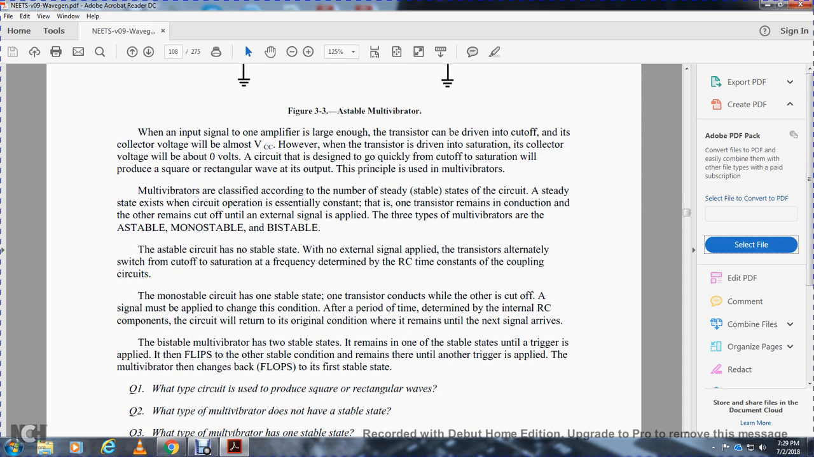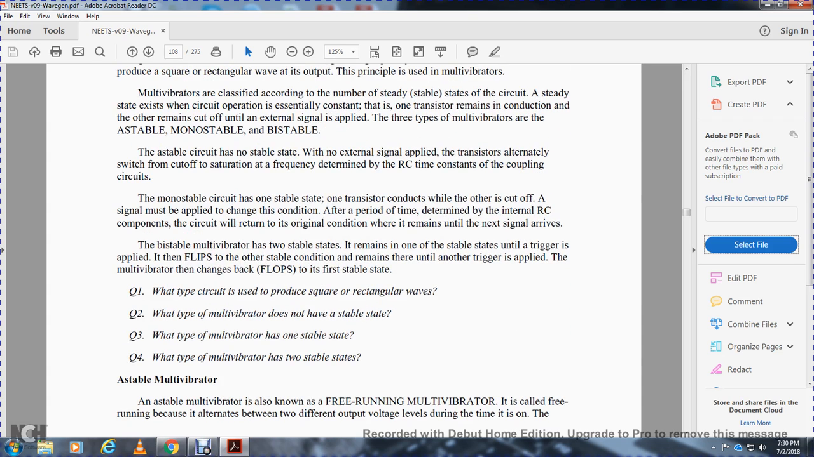Multivibrators are classified according to the number of stable states. A stable state exists when the circuit operation is essentially constant, with one transistor remaining in conduction while the other remains cut off until an external signal is applied. Three types of multivibrators are astable, monostable, and bistable. The astable has no stable state. No external signal is applied, and the transistors alternately switch from cutoff to saturation at a frequency determined by the resistor-capacitor time constant of the coupling circuits.